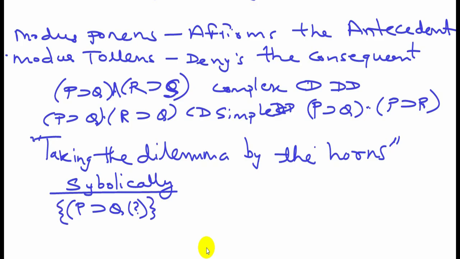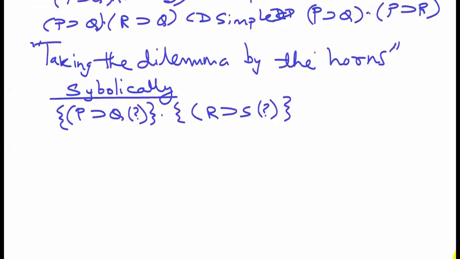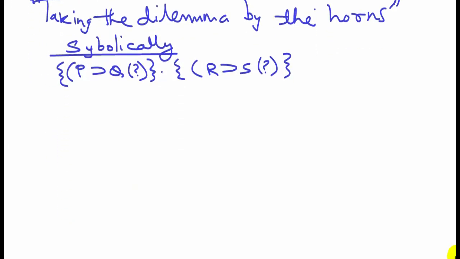Okay. And R, if R, then S, but followed by something. We don't know. It is not clear. What P implies Q, but we don't know what it implies. What is the meaning of this Q?